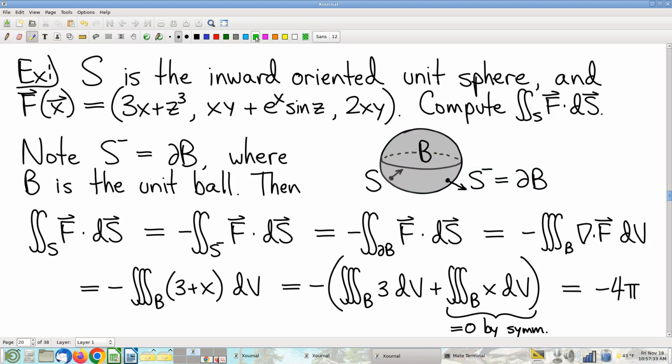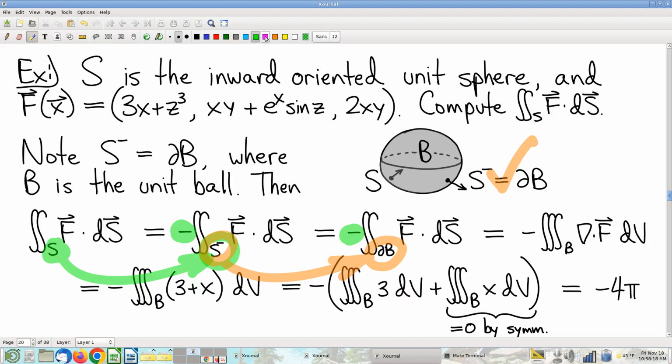Step 1. The surface that I was given, I recognize that it's the opposite orientation on something that I like better. And so I say, look, I'm going to trade S for S minus, and here's my minus sign to compensate. Step 2, I want to recognize that S minus is literally a boundary. It's exactly a boundary. That's one of the big important first steps here. And then, now don't forget that minus sign. That minus sign carries through.